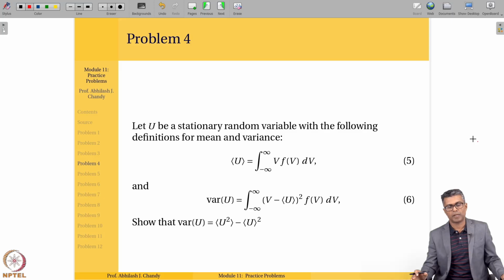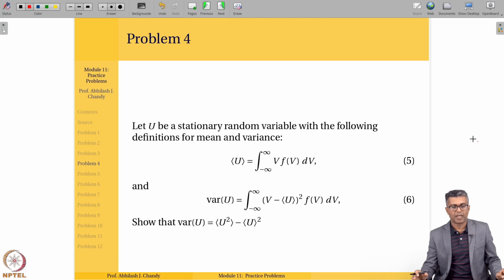Hello everyone. So we'll continue to work out some problems. We worked about 3 problems last time. We'll continue with some more problems. The problem shown here on the screen is related to probability density functions again. In fact, problem 3 was also related to that.